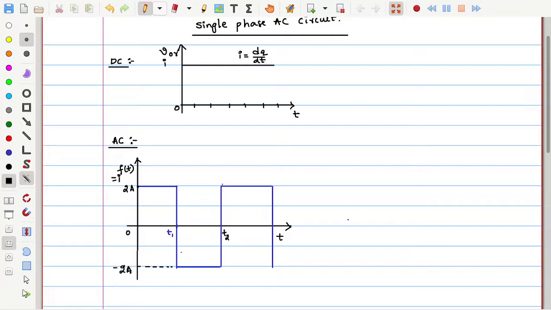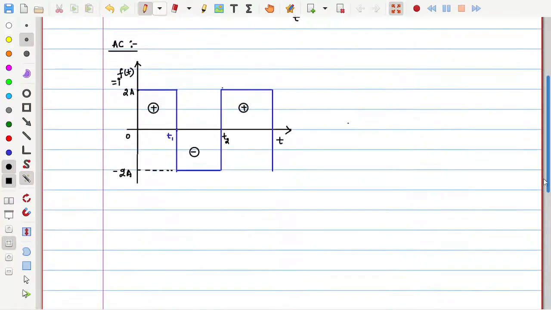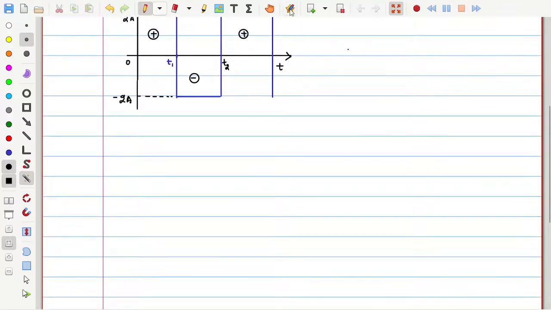So this kind of waveform can be called an AC, alternating current waveform. Alternatively it is changing: this entire portion is positive, suddenly it changes to negative, that is the alternation, then again suddenly changes to positive. So this is one kind of AC waveform. Similarly, let me introduce some more waveforms, then I will try to characterize these waveforms in more detail.